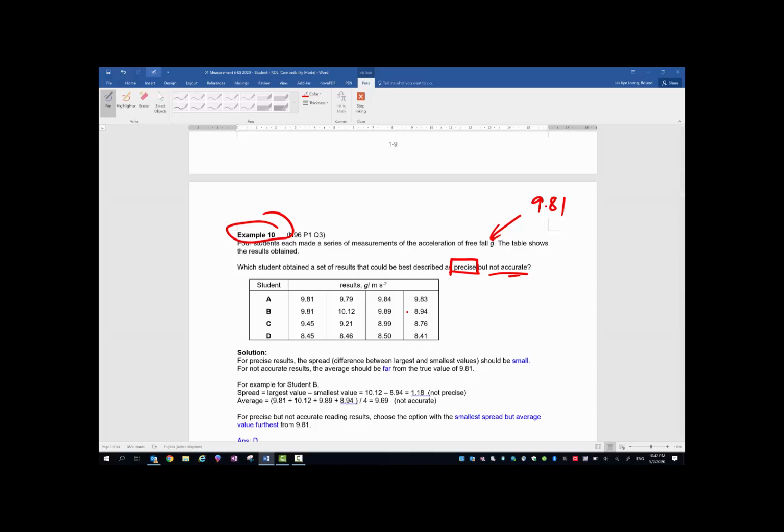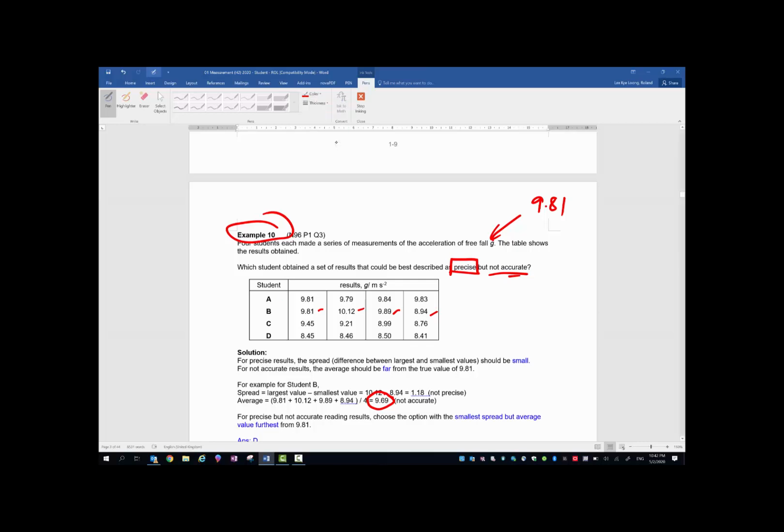So let's look at student B. Student B, for this reading, the average value is 9.69. So it is not accurate. So to see whether it is accurate or not, you just see whether the average value is 9.81. So let's look at student A now.